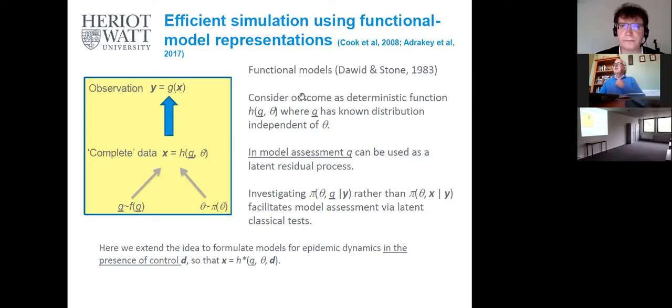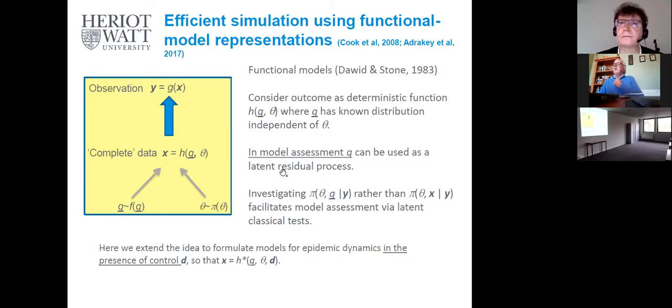So we're going to consider the outcome of our stochastic model as a deterministic function, h, of some stochastic process Q, which has a known and fixed distribution, and the parameter vector of the model. Now, there's two ways in which we can exploit this. I probably won't have time to talk about it today, but in model assessment, we can actually use Q to be some kind of latent residual process for testing the fit of the model. However, when we actually want to design control strategies, we can use Q as a way of giving us a very efficient method of comparing different control strategies without having to do too much assessment.